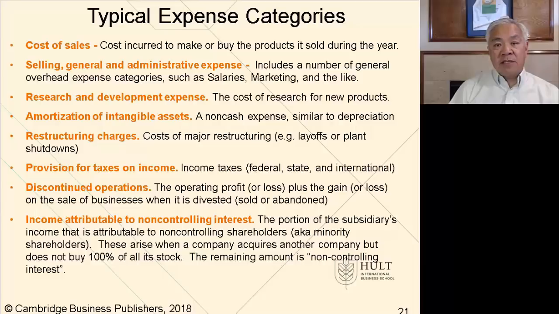Research and development, we'll cover this in more detail, but that's for the cost of doing research that you're doing to pursue your next generation products. Third is amortization and intangible. This is similar to depreciation, but they're intangible assets that go down in value.